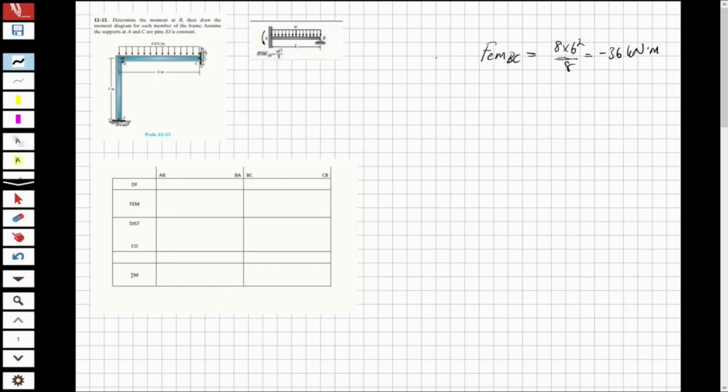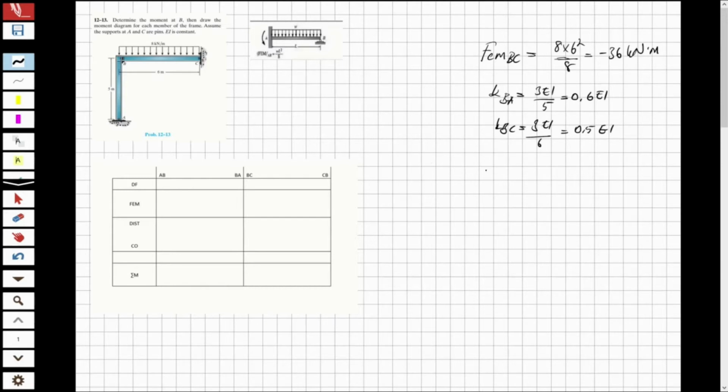Okay, so let's find the stiffness factors. Stiffness factors from B to A, that will be 3 EI over 5, okay, 0.6 EI. And from B to C, that will be 3 EI over 6, and it will be 0.5 EI.